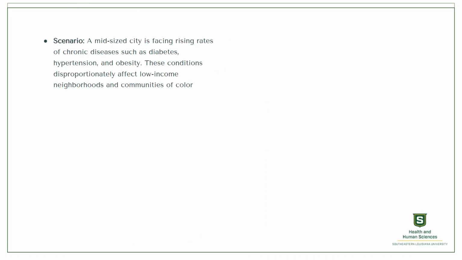So let me use this scenario to explain what I mean in terms of taking what you can get. So let's say there is a mid-sized city that is facing rising rates of chronic diseases such as diabetes. And this condition is disproportionately affecting low income neighborhoods and communities of color. And you have all of these different stakeholders, and they all have, like I said, different incentives and different priorities.